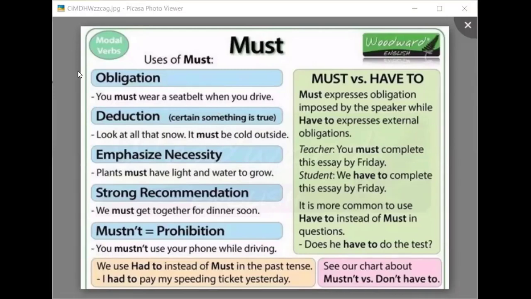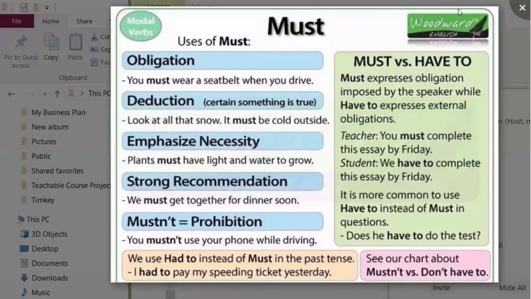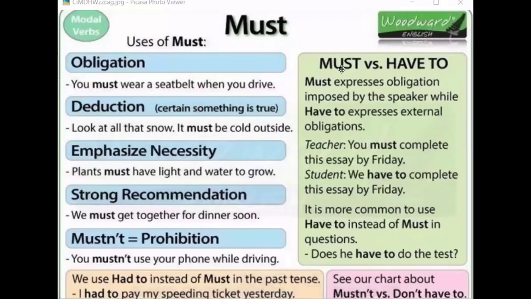Uses of must. Obligation: you must wear a seat belt when you drive. Deduction, certain something is true: look at all that snow, it must be cold outside. Emphasize necessity: plants must have light and water to grow. Strong recommendation: we must get together for dinner soon. Must not equals prohibition: you must not use your phone while driving.